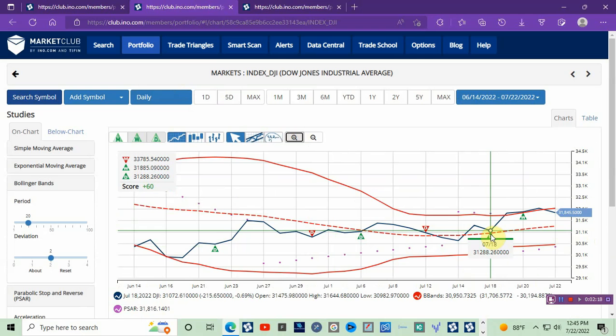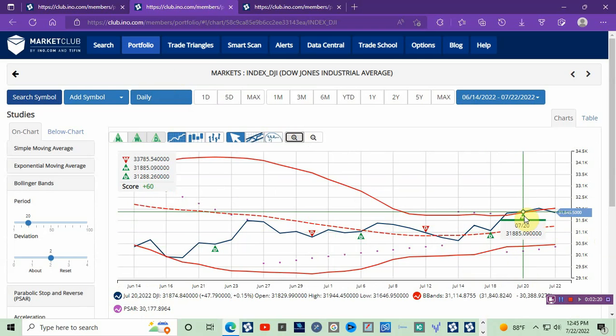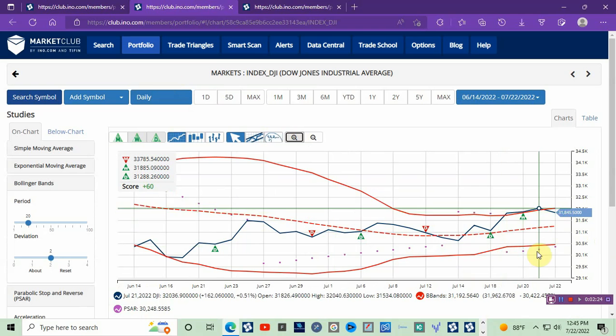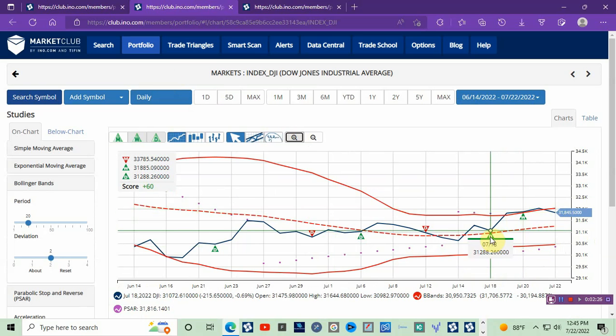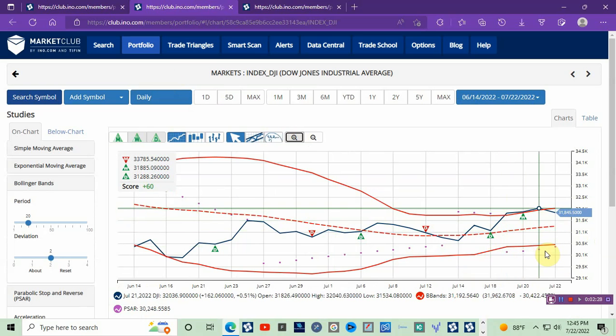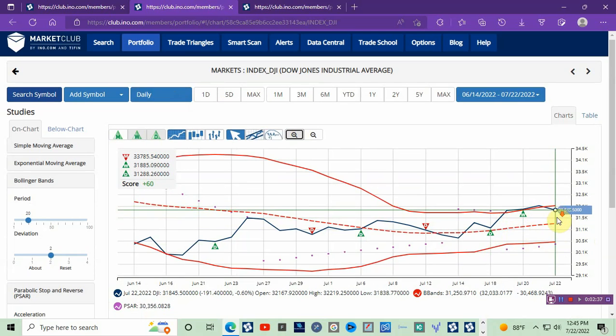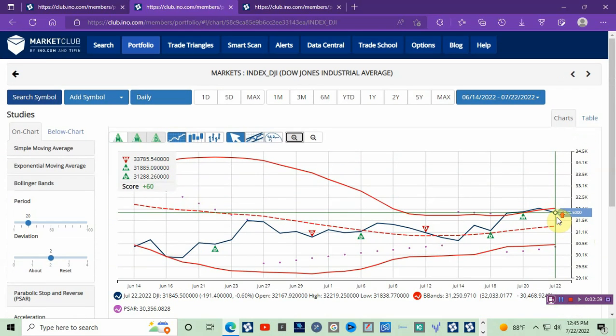The daily came in on July 18th. The weekly came in on July 20th. One, two, three. Make that four days on the SARS. It got into overbought territory. See, it followed the line, then it came back in. And the Dow is up over 4% the past 30 days.